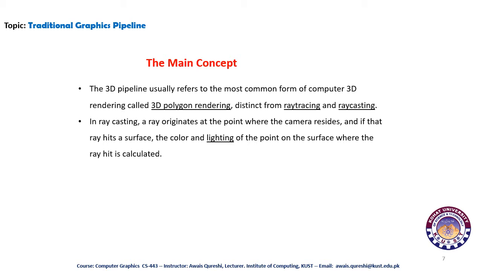Raycasting is a process in which a ray originates at the point where the camera resides, and if that ray hits a surface, the color and the lighting of the point on the surface where the ray hit is calculated. So this is the way with the help of which the actual scene is rendered on the screen.